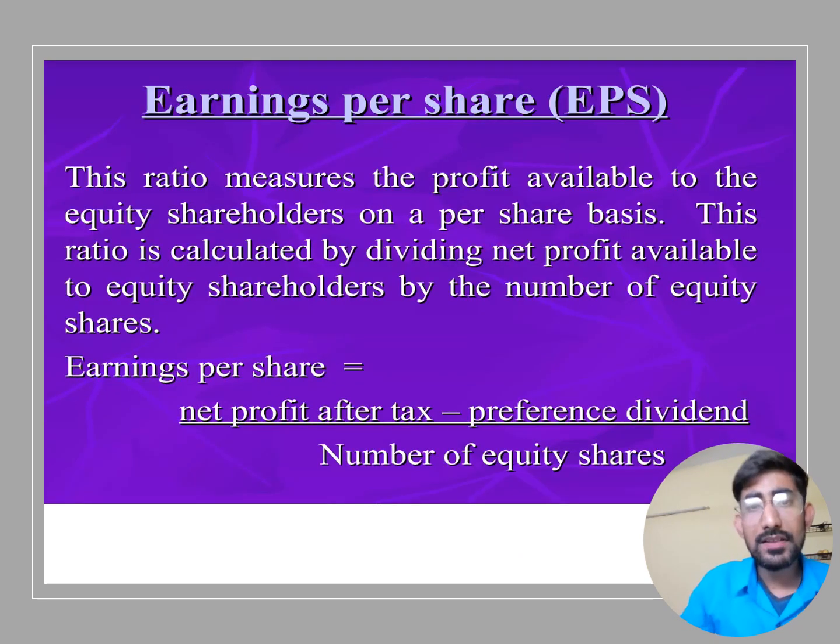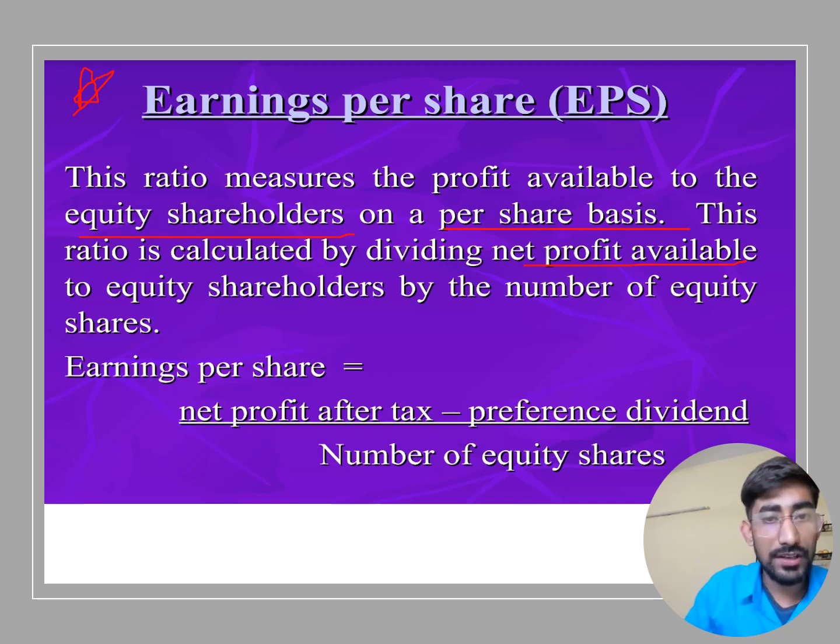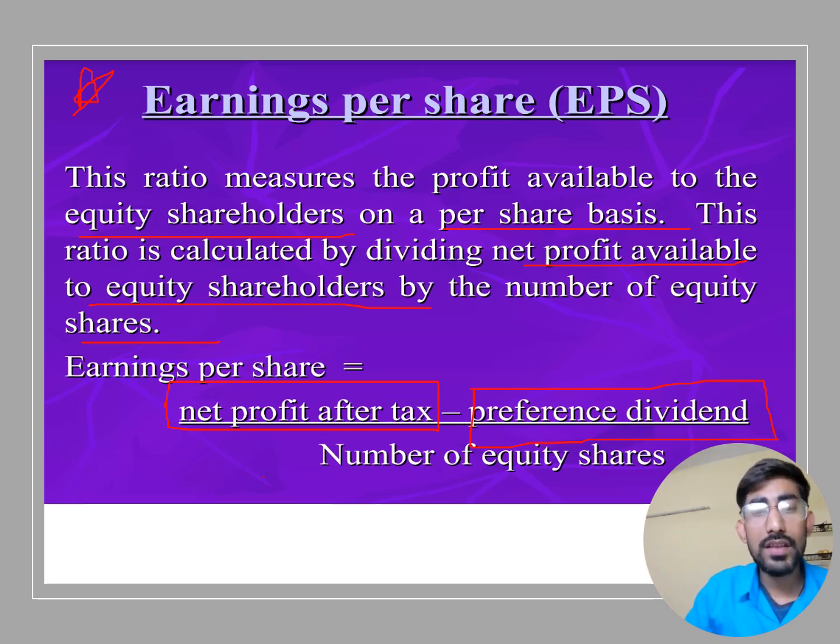So the next one is EPS. It is one of the most famous terms that we see, earning per share. This ratio measures the profit available to the equity shareholders on a per share basis. It is calculated by dividing net profit available to the equity shareholders by the number of equity shares. So EPS equals net profit after tax minus the preference dividend, and we simply divide it by the number of equity shares.